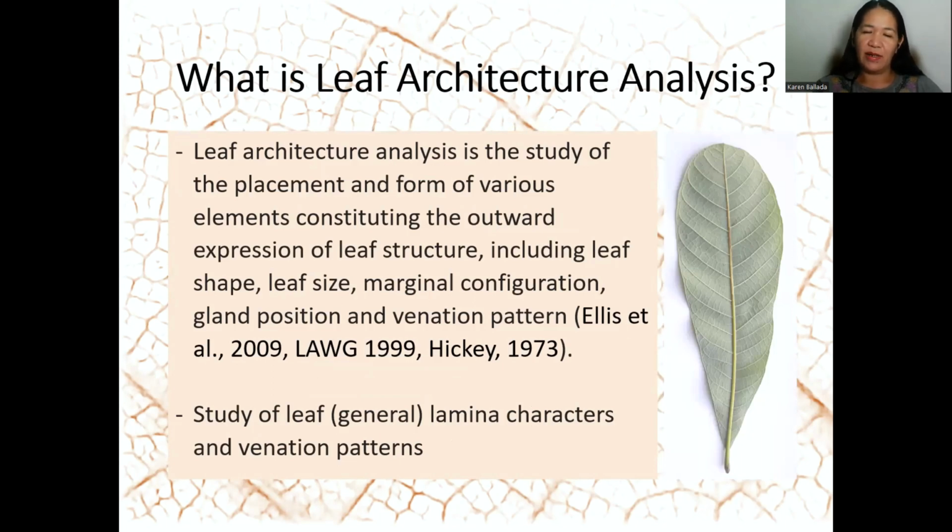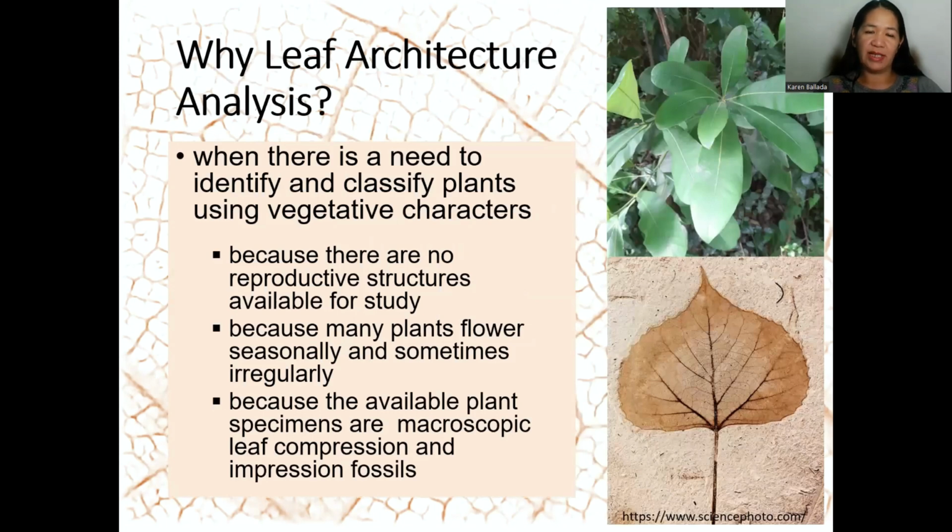Leaf architecture analysis is actually the study of the placement and form of various elements constituting the outward expression of leaf structure, including leaf shape, leaf size, marginal configuration, gland position, and venation patterns. In other words, leaf architecture analysis is simply the study of leaf general lamina characters and the venation patterns. So you just need to study the different characters that you would be able to see from the leaves. So that is what is meant by leaf architecture analysis. Now, why do we need to do leaf architecture analysis?